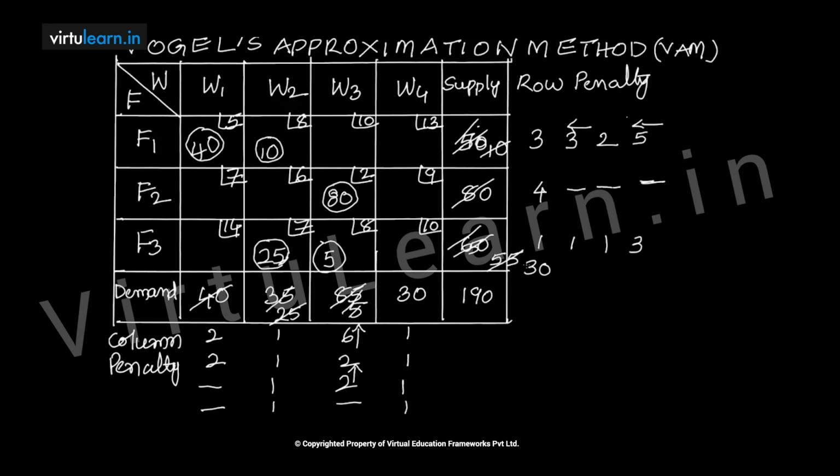In 30 units available, and now W1 is satisfied, W2 is satisfied, W3 is satisfied, only W4 is remaining. 30 units are there because that F1 row, F2 row we cannot make allocation. So only this cell is possible. So we will make 30 units here as allocation. So now this 30 is also satisfied. Now we have to find the total cost of transportation.